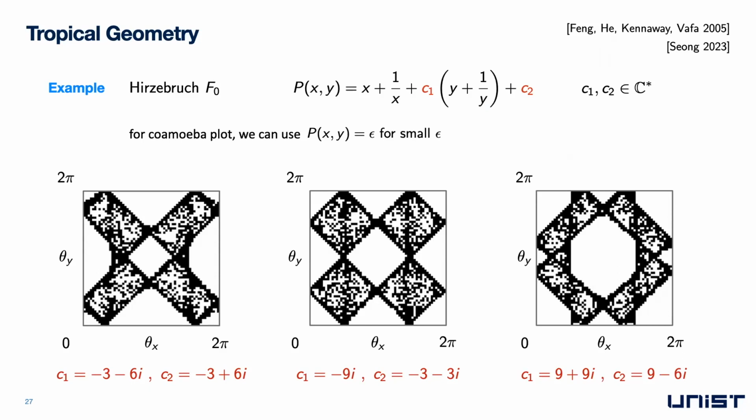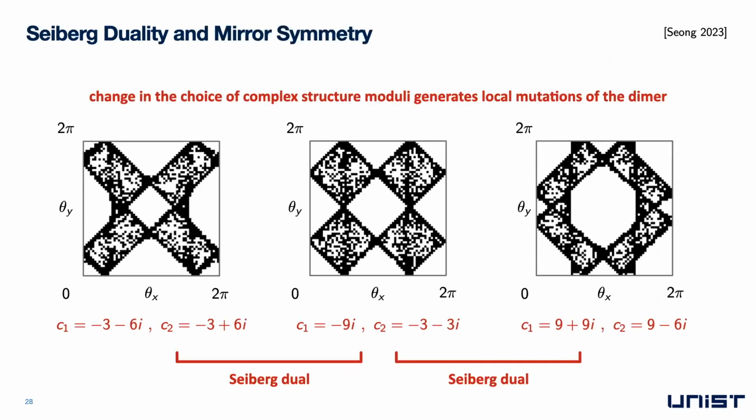And this is an example of the Hirzebruch F0 surface. It has 4 terms in the polynomial, and we have 2 complex structure moduli. If you end up changing the complex structure moduli, you can see how the co-amoeba curve for the given Calabi-Yau changes, right? And the question now is, at some point when you change the complex structure moduli, the co-amoeba ends up undergoing certain transitions from one geometric phase to another geometric phase.